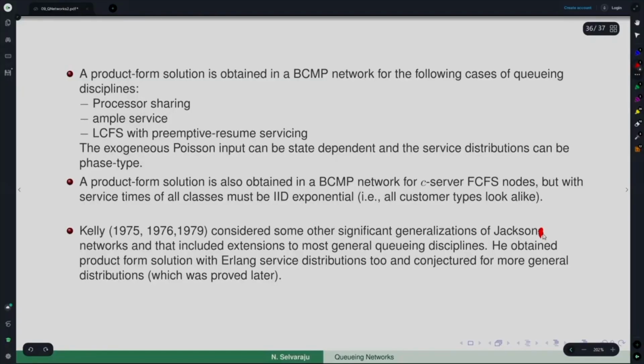Now, Kelly considers some other generalizations of Jackson networks, and that included extensions to some of the most general queuing disciplines.